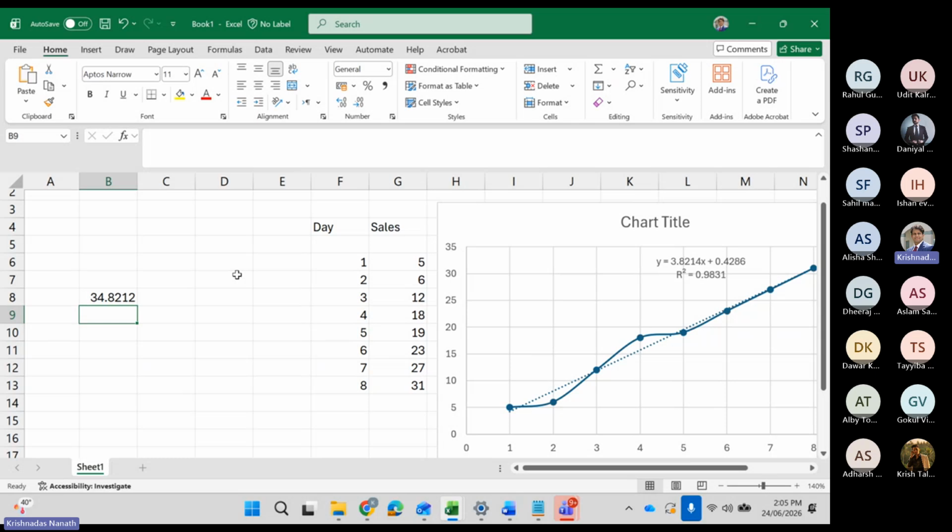And on many occasions, people ignore R square. Now imagine if the R square is 0.5, it will still give an equation, something X plus something Y. But it also is telling you that R square is 0.5. Can you tell me what does that mean? 50% difference between trend line and the actual data.